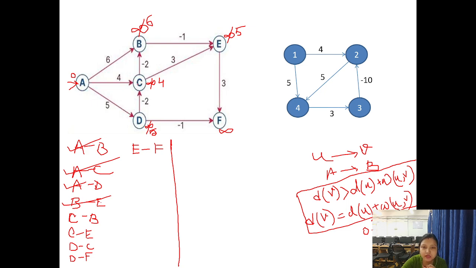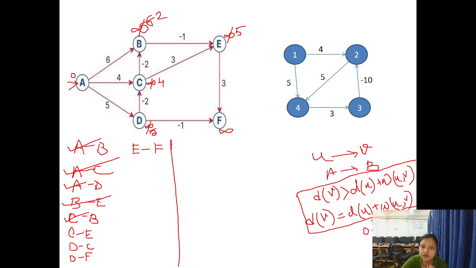Now next is C to B. So what is the distance of B? Distance of B is 6. And what is distance of U? That is 4. And what is the associated path cost? That is minus 2. So 4 plus minus 2, that is 4 minus 2, 2, and the already existing distance is 6, which is greater than 2. So we will update with 2. Fine. So we are done with C to B.